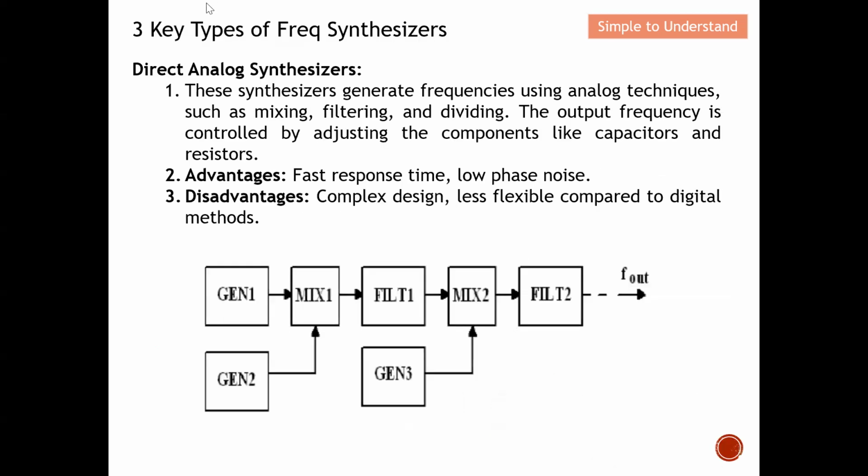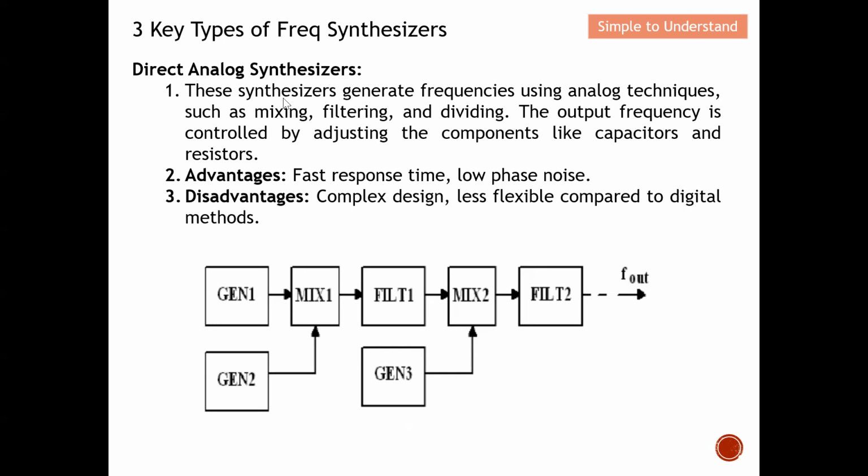Let's quickly discuss the three types of frequency synthesizer. The first one is the direct analog synthesizer. This synthesizer generates frequency using analog techniques such as mixing, filtering, and dividing. Over here you can see the crystal frequency being generated, and you can mix them. After that you need to filter either the upper band or the lower band so that you achieve the desired band. After that, in order to step up again, for example, you need to mix again and do another filtering to remove either the upper or the lower band, whichever you desire. So this is what it means.